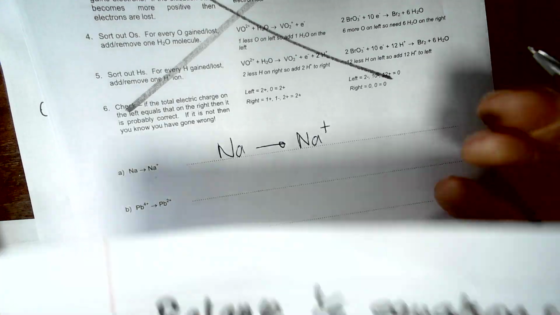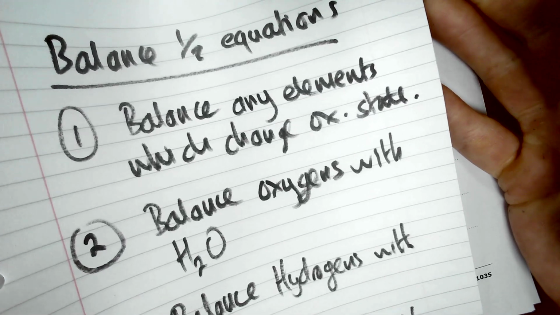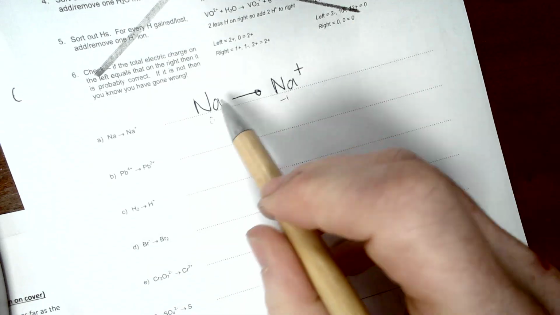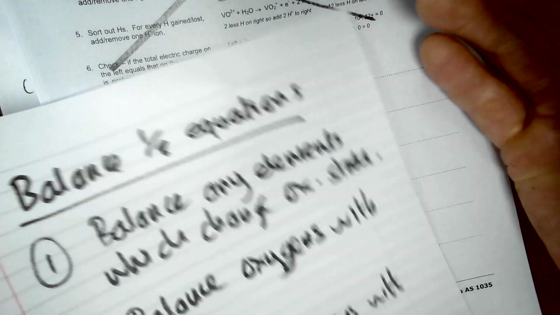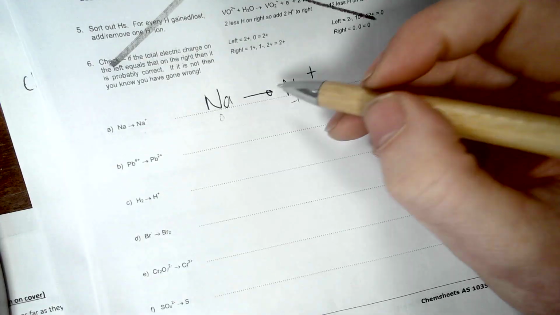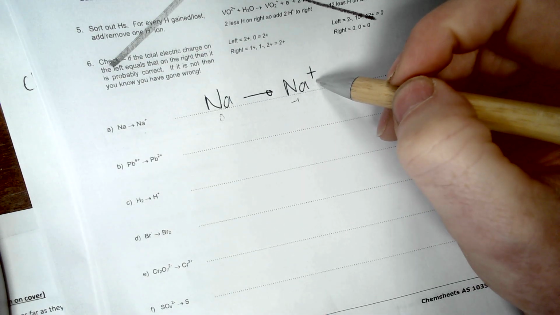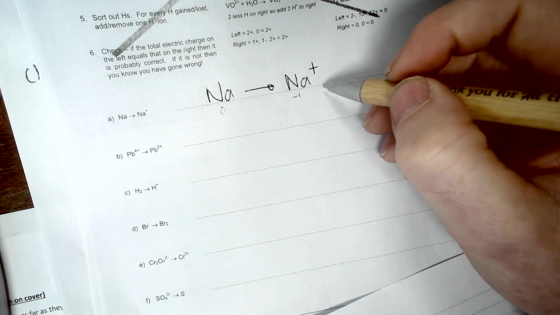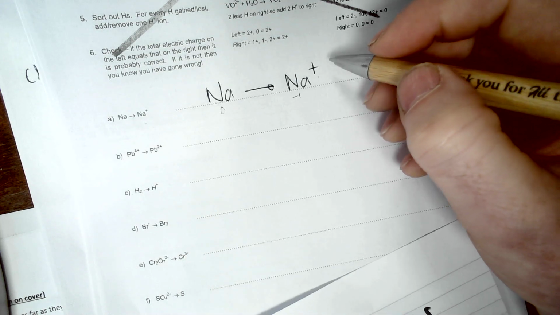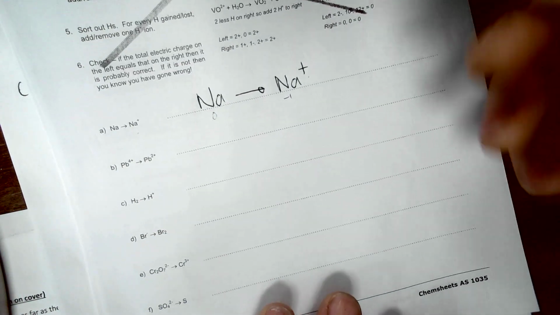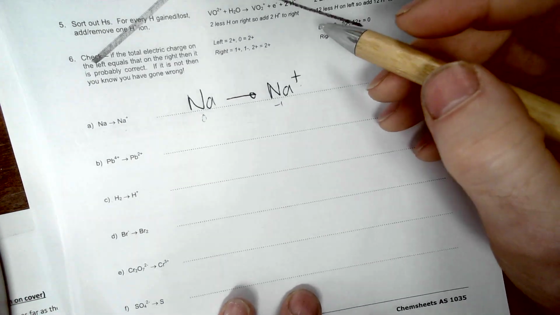All right. Step 1. Balance the elements which change oxidation state. 0 to +1. They're balanced. I've got one there and I've got one there, so I don't need to do anything with this. Balance any oxygens with water. There's no oxygens involved, so I don't need to do rule 2. Balance hydrogens with H+. There's no hydrogens involved, so I don't need to do rule 3. Which means I now go to rule 4. Balance charges with e minuses. Okay. So I didn't need rule 1, 2, or 3. I just needed rule 4.